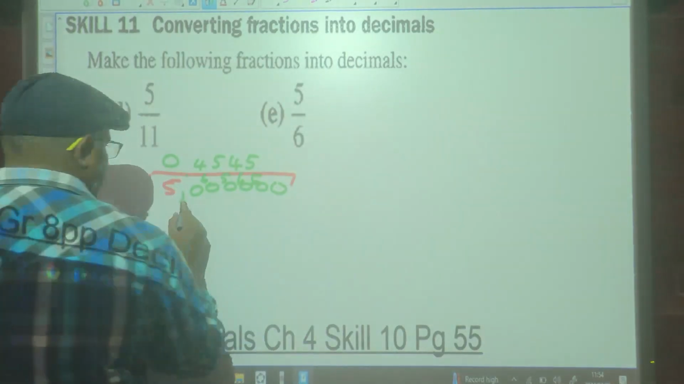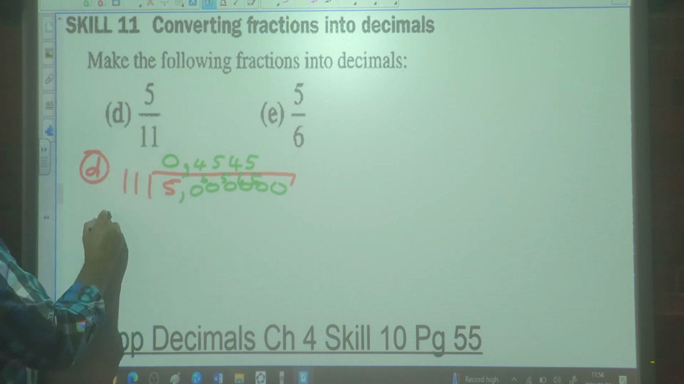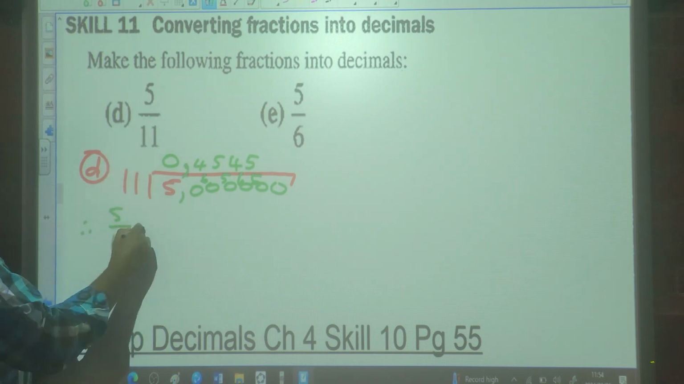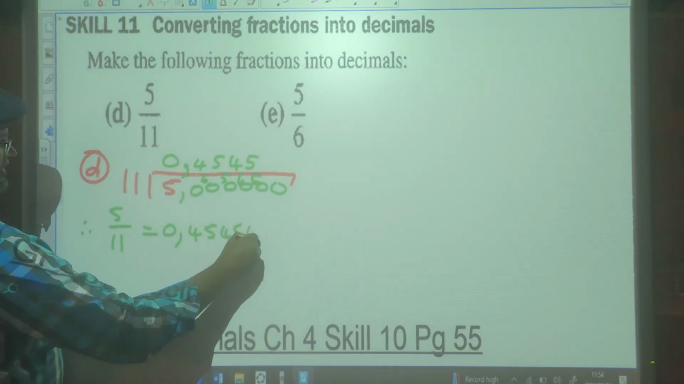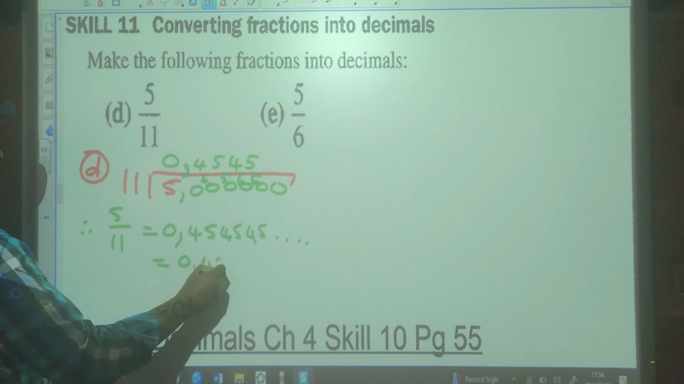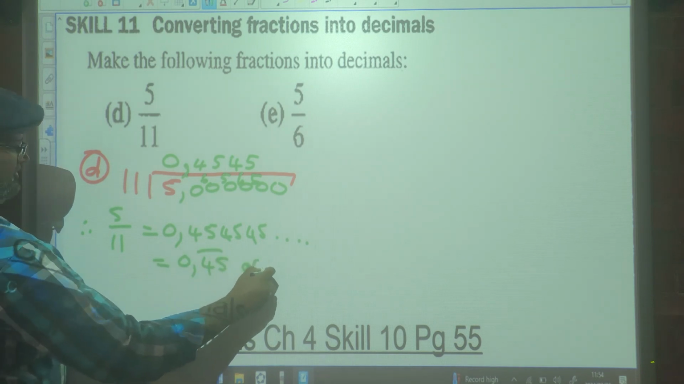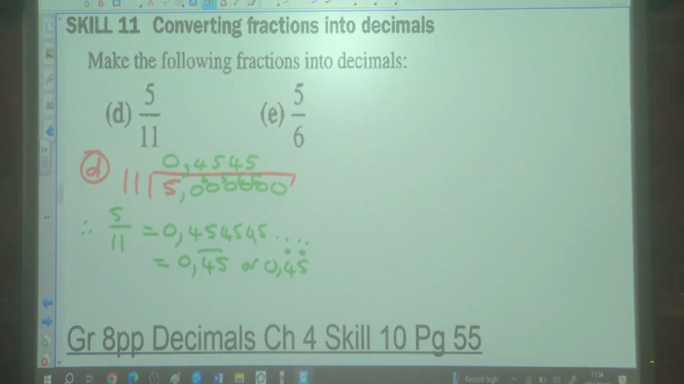In other words, this is going to go in line with this here, not so? So therefore, 5 over 11 is equal to 0,45 45 45. Or you can write it as 0,45 recurring, or 0,45 with dots on top. 4 is recurring and the 5. Okay. Yes, Michael.